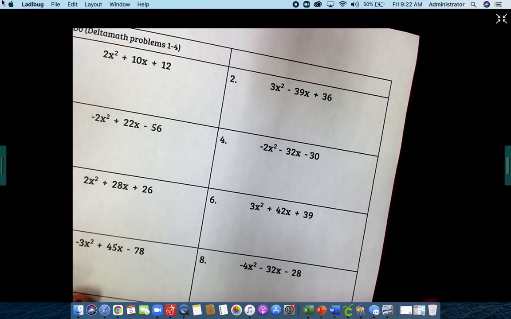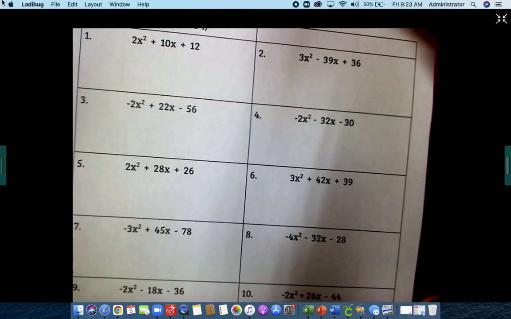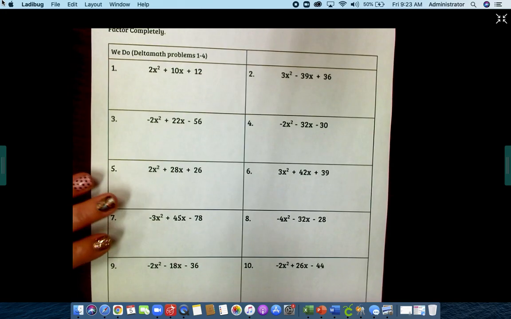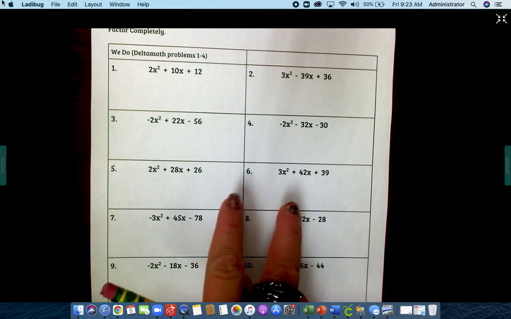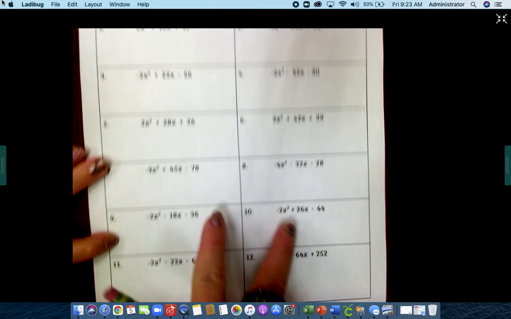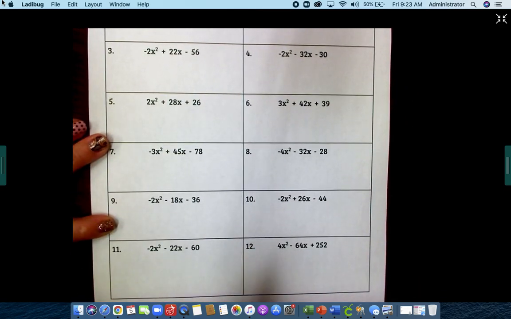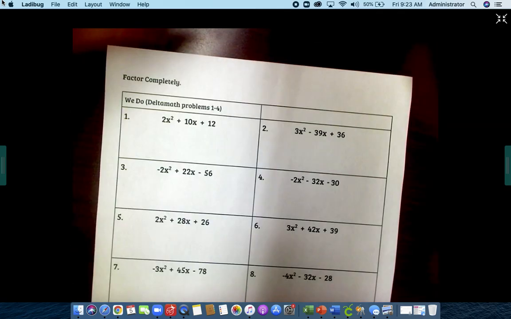So now I'm just going to move on and do these particular problems. These 12 problems are the Delta Math problems for today. I'm going to just do 1, 2, 3, and 4, and then your job will be to finish 5 through 12. So that only leaves you 8 problems to do independently.